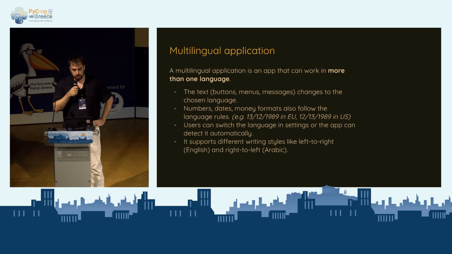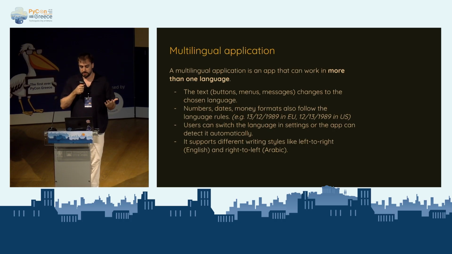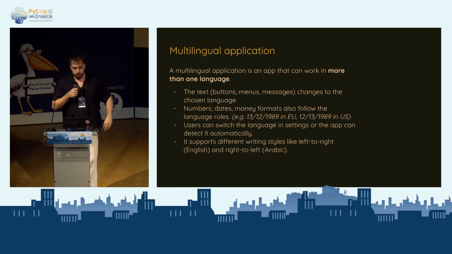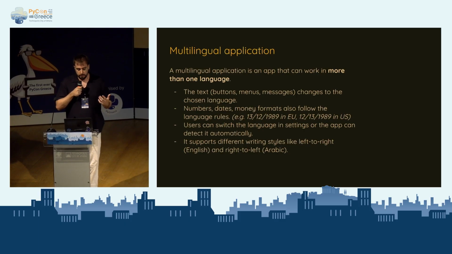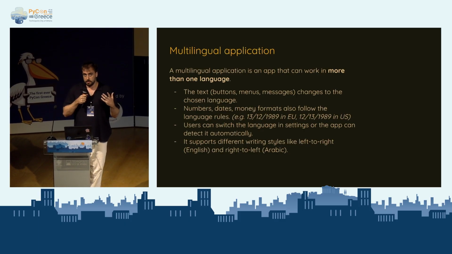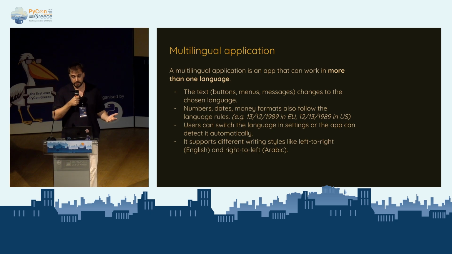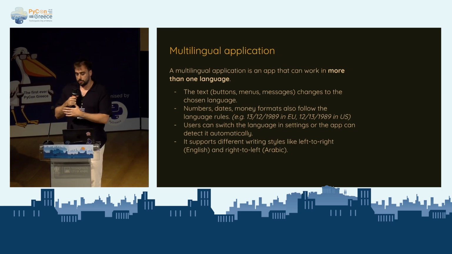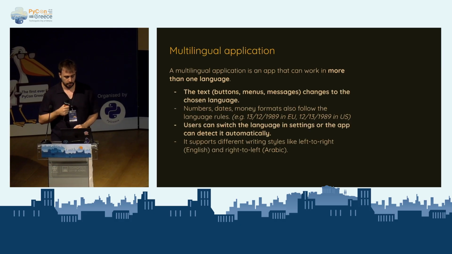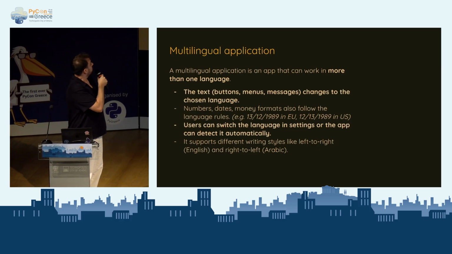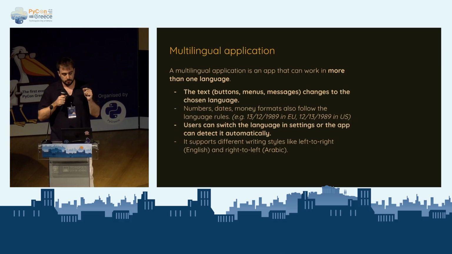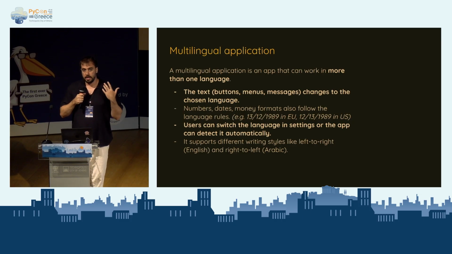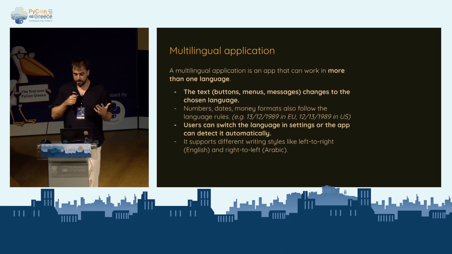And in a multilingual application, users also can change the language. This is also a must for us. Also, in the fourth step, as you can see, we should have support for different writing styles. In English, it's from left to right, but in Arabic, it should be right to left. But today, we're gonna touch only the first and third items, how we're gonna have translatable backend applications.